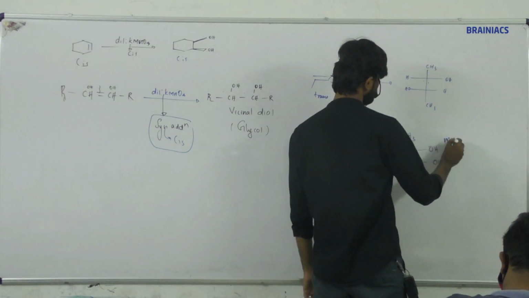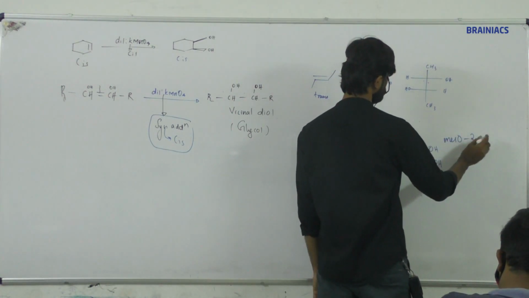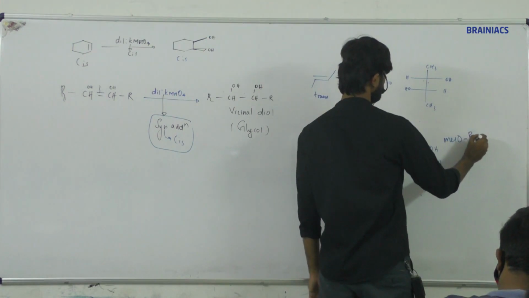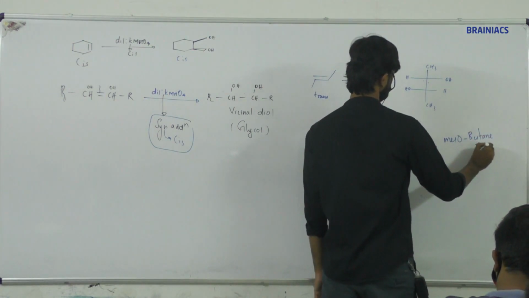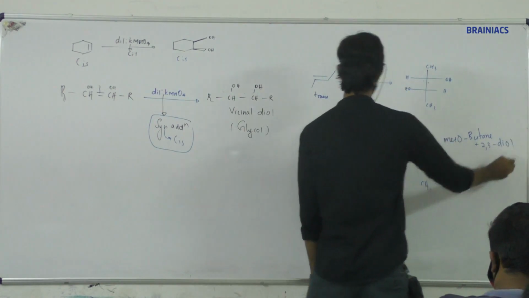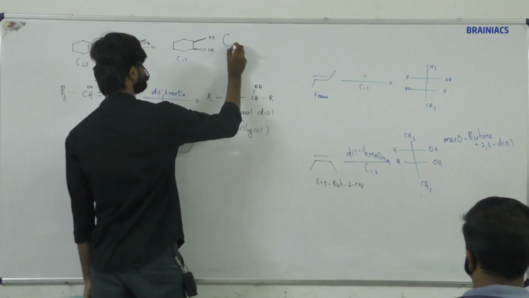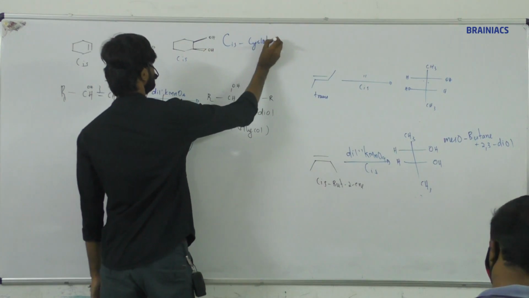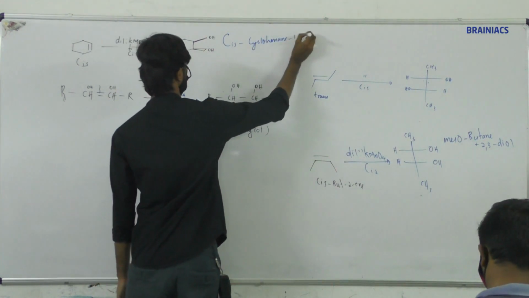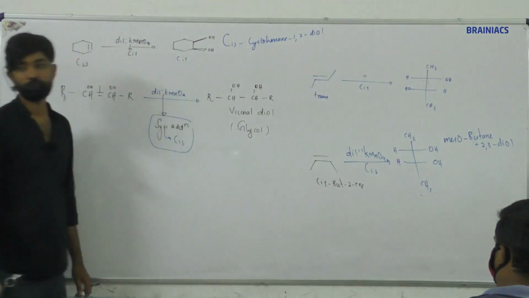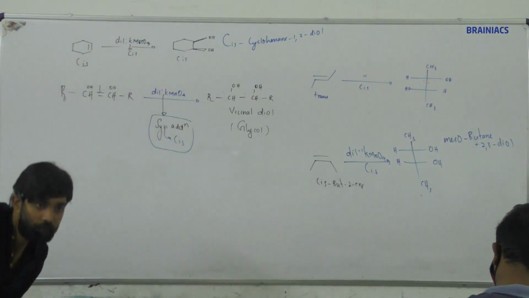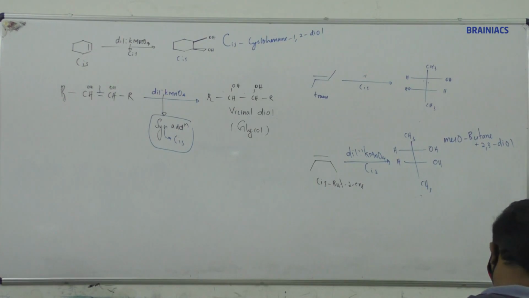This molecule is meso butane-2,3-diol. This molecule is cis-cyclohexane-1,2-diol. Usually the number of OHs is written just in front of ol, not like halogen. Halogens are named haloalkanes, whereas alcohols are alkanols. There is a change in name.